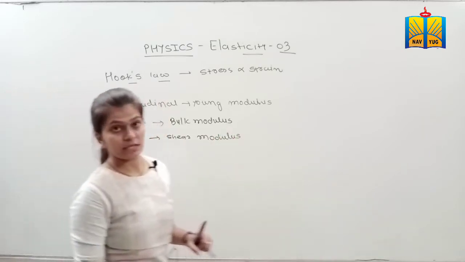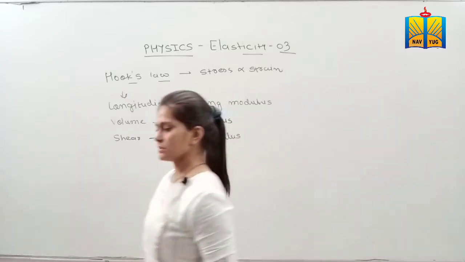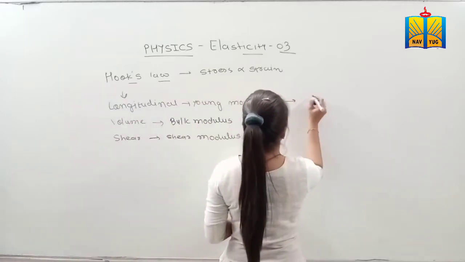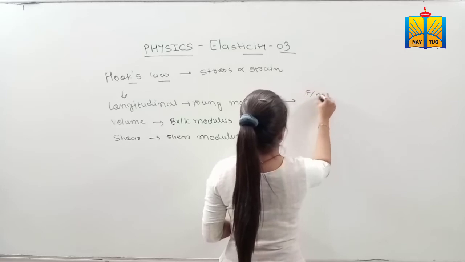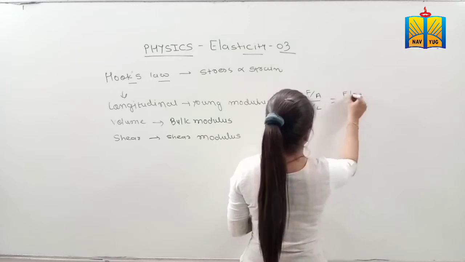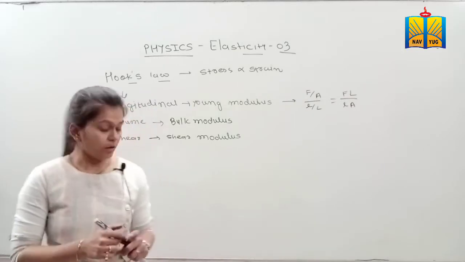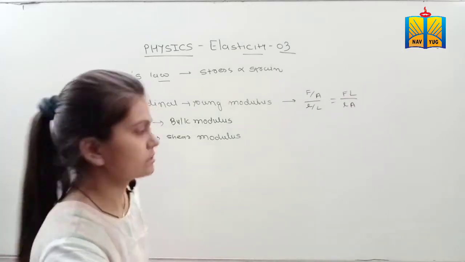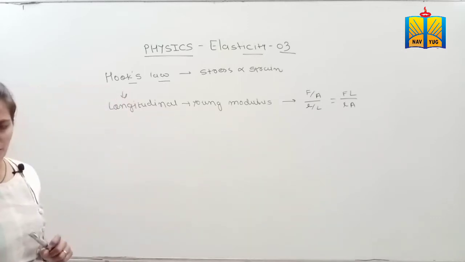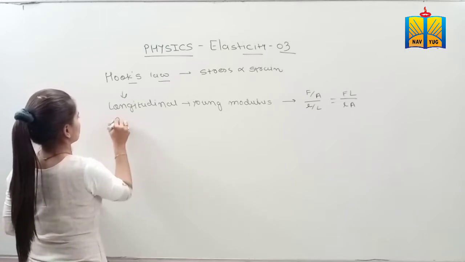What is Young modulus? The relation equation for Young modulus is longitudinal stress divided by longitudinal strain, and then finally the equation becomes force upon area divided by change in length divided by original length, and finally the equation is FL upon lA. Okay. Now come to the bulk modulus. Nearly everything is the same, but still there is a minor change.